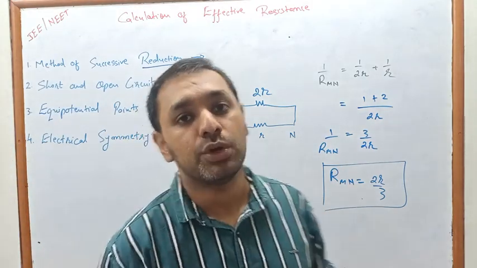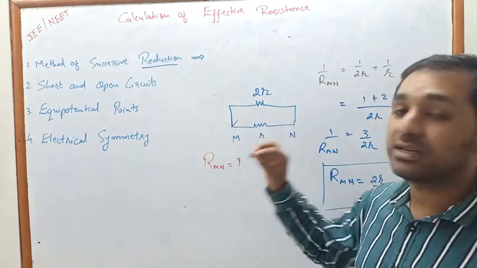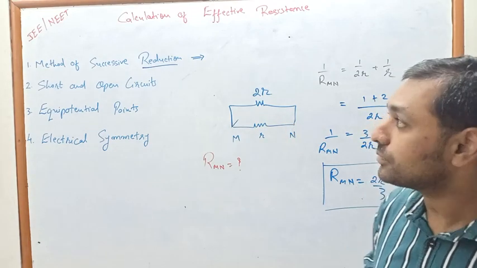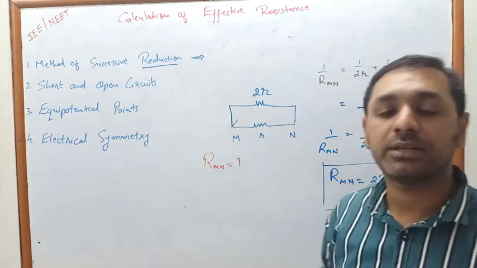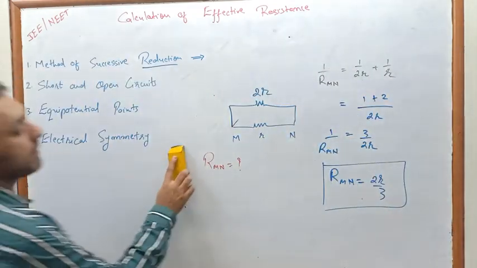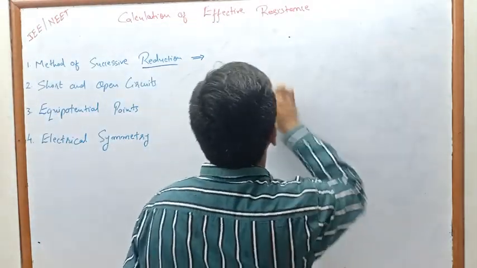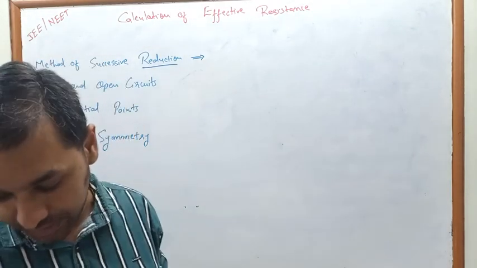So this is how you can reduce the number of resistors and you can find the resultant or equivalent resistance between any two given points. What I'll do is I'll give you one more example on this particular method, so it will be very clear to you. Now instead of R, let us take one example in which the perfect value is given.